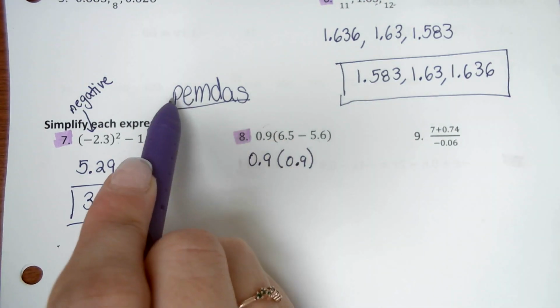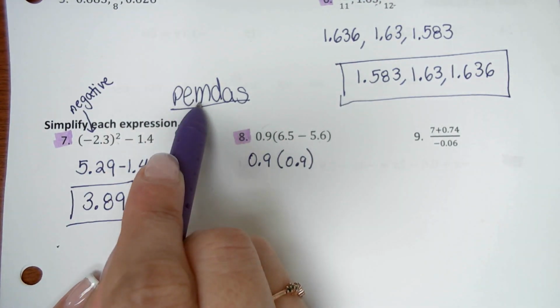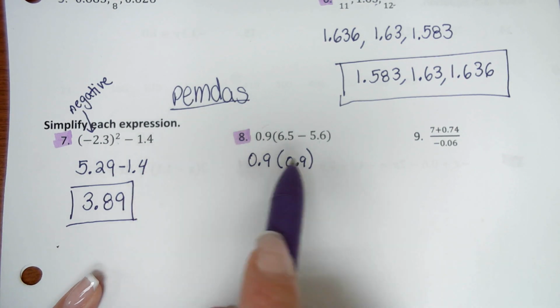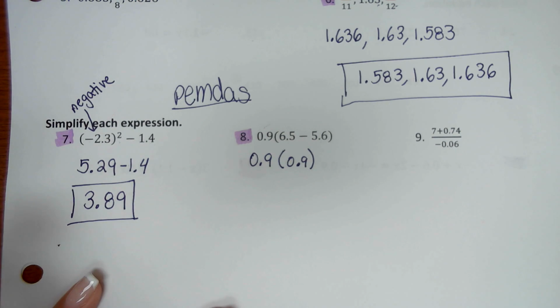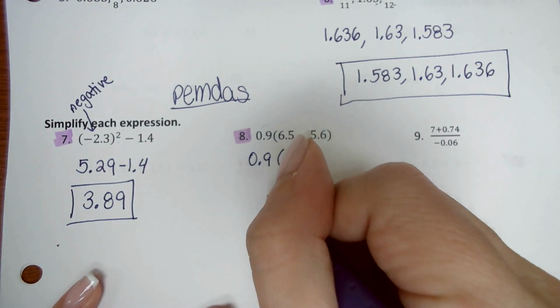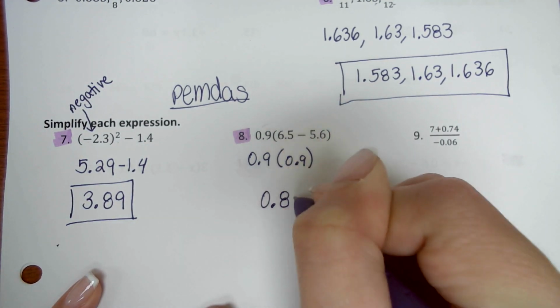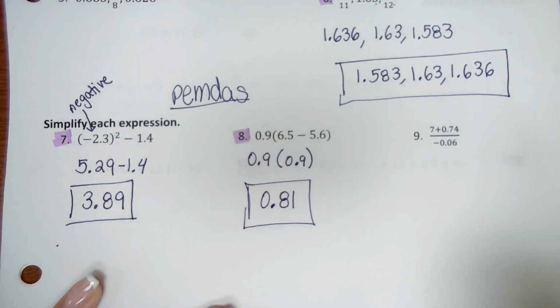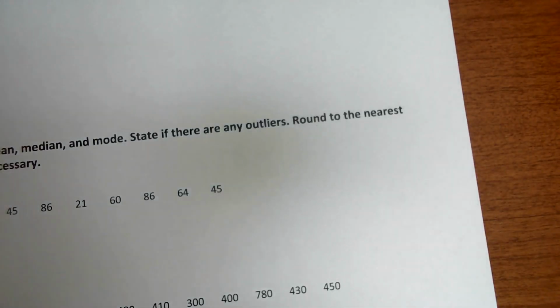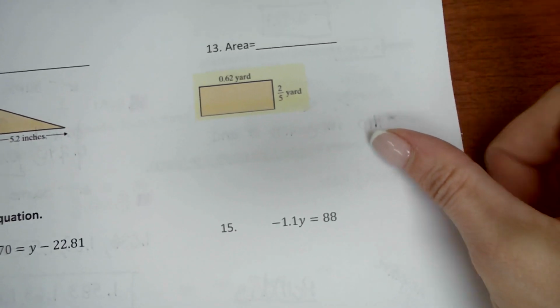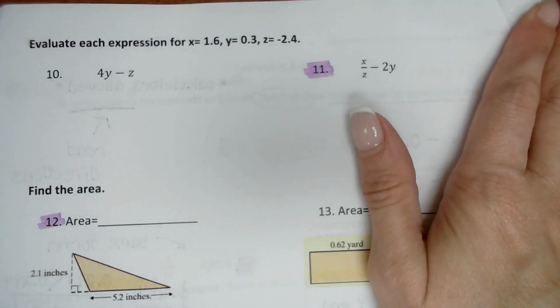So we did parentheses, that's the P. There's no exponents. Next is multiplying and dividing left to right. All we have is multiplying, so 0.9 times 0.9, and we get 0.81. And that would be our answer there. All right, let's keep going. Next, we're going to look at number 11 from the study guide.